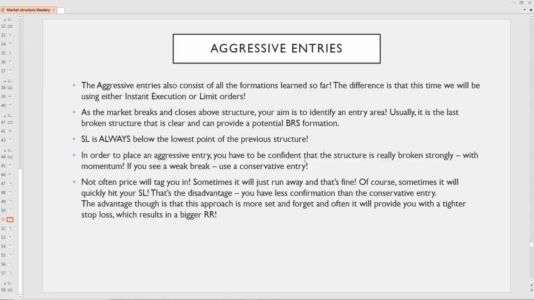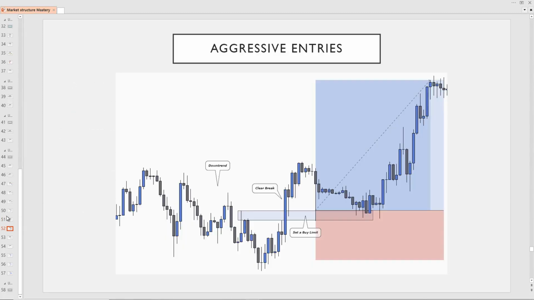The advantage though is that this approach is more set and forget. It will most of the times provide you with a tighter stop loss, which will on the other hand result in a bigger R&R. So if everything of that is clear, make sure to again digest it. Let's have a look at some examples.